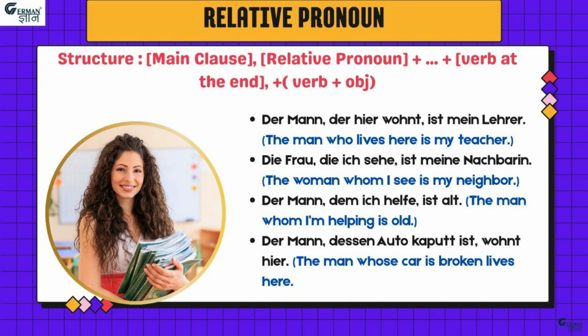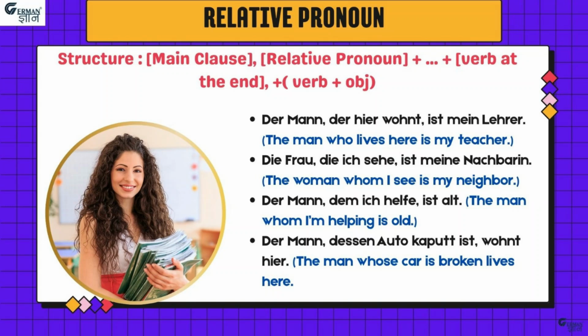Now the sentence structure is: first comes the main clause, then the comma, and then comes the relative pronoun. Now remember, because relative pronoun has come into the sentence, the verb will go at the end of the sentence. So after the relative pronoun will come the rest of the sentence, then you write the verb, then put a comma and again write the verb of the first sentence, that means of the main clause. You have to write the verb over here and then the object.